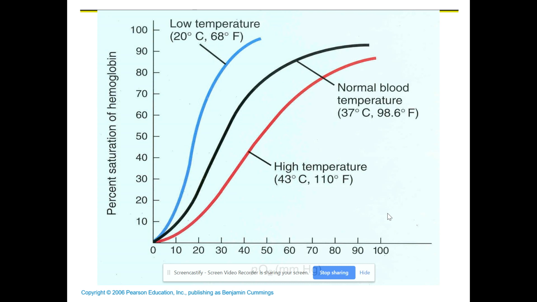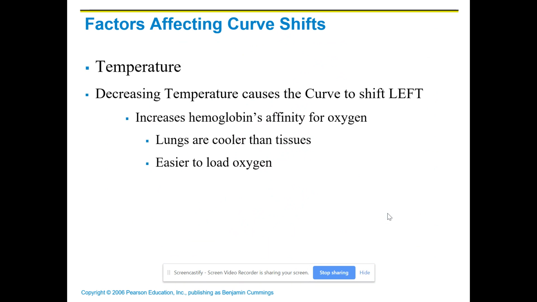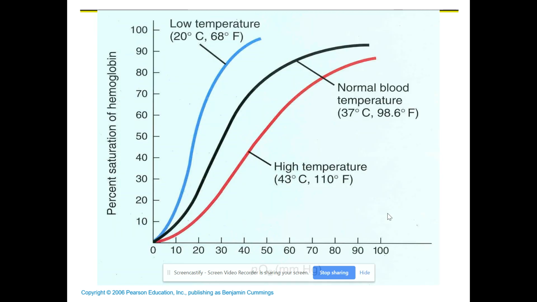If we shift the curve to the left, the opposite thing happens. Affinity goes up. So lungs, which are cooler than tissues, curve shifts to the left. When the curve shifts to the left, hemoglobin's affinity for oxygen goes up, and it's easier to load oxygen. So, lungs are cooler, curve shifts to the left, easier to load. Tissues are warmer, curve shifts to the right, easier to unload. So without changing anything, we can make it easier to load and easier to unload.